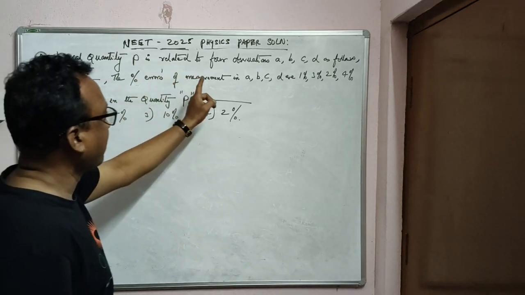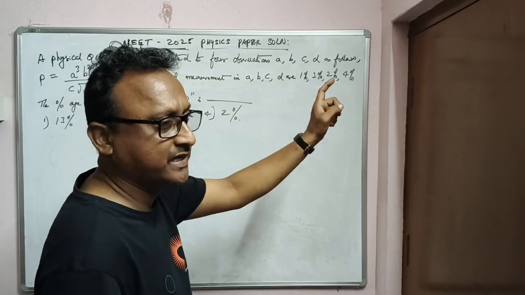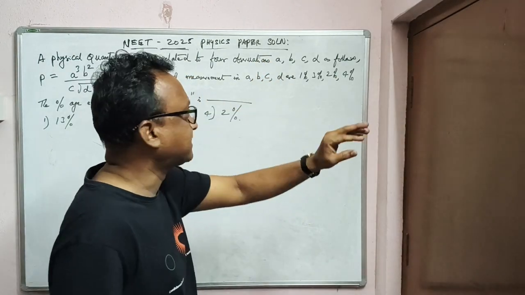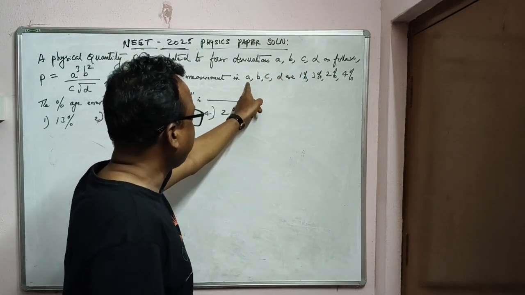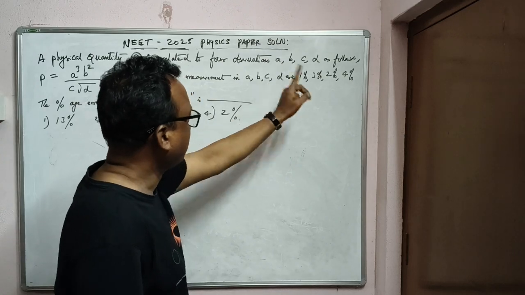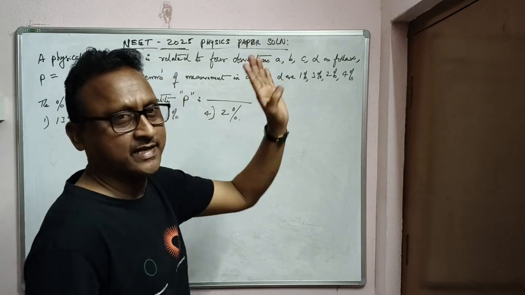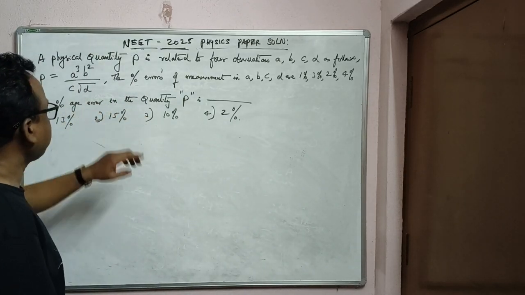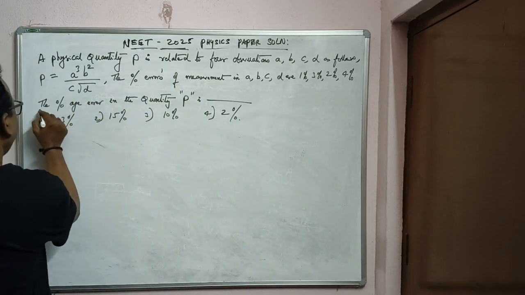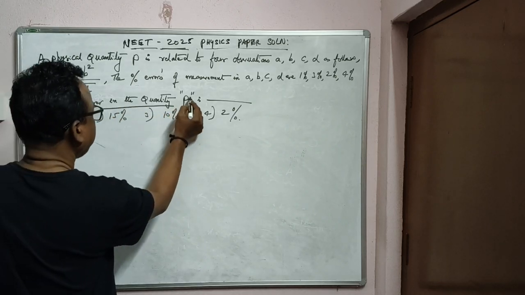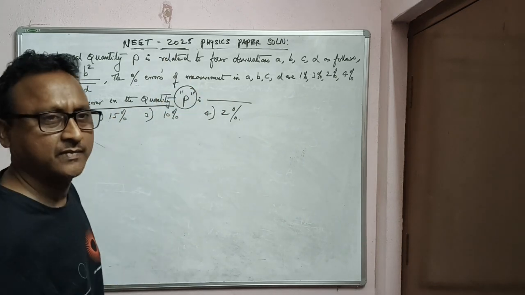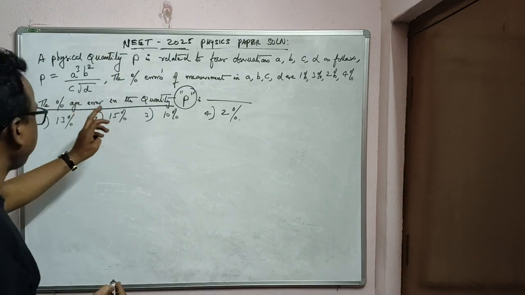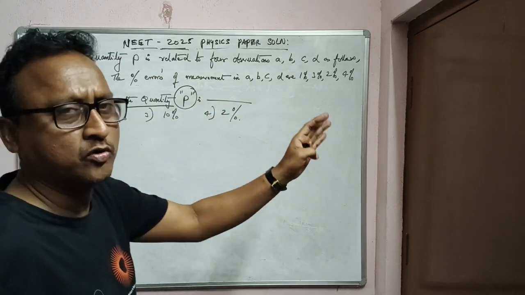The percentage error of measurements in a, b, c, d is 1% in a, 3% in b, 2% in c, 4% in d. Now he is asking you the percentage error in the quantity P will be dash. He has given some answers: 13%, 15%, 10%, 2%.